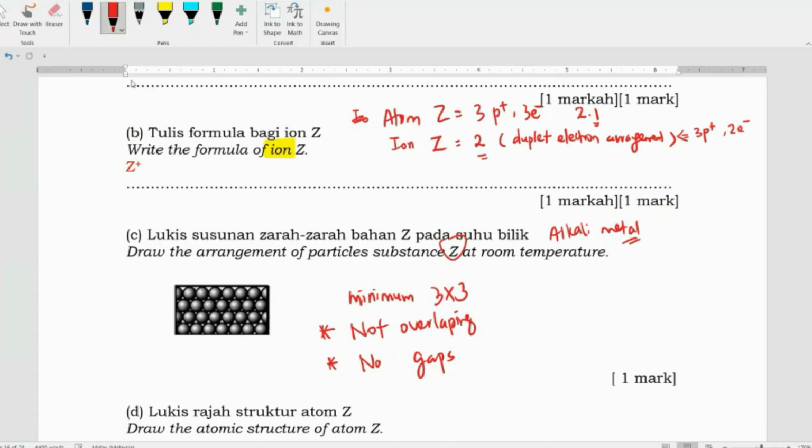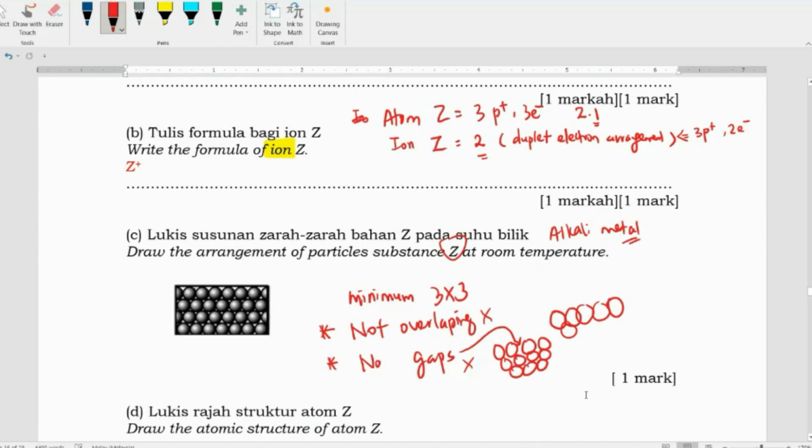Overlapping is like this. Some students draw very fast, like this, and it is already overlapping. Gaps are like this. Sometimes students also draw very fast and get these gaps. So remember, if you draw like this, no marks.